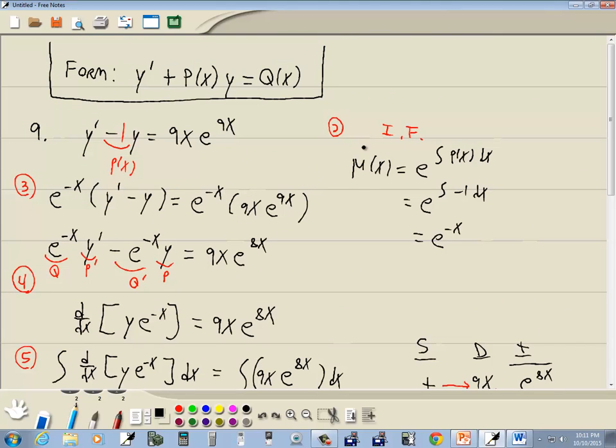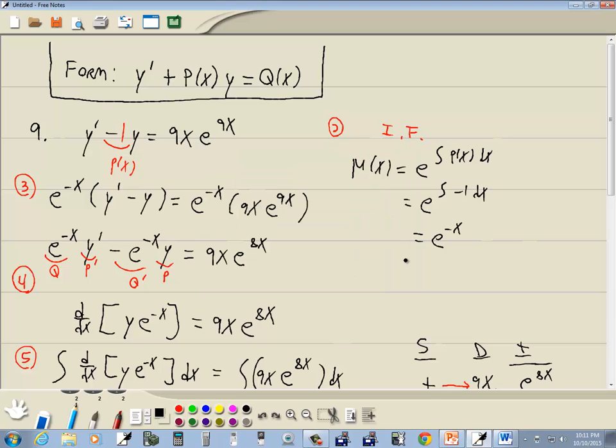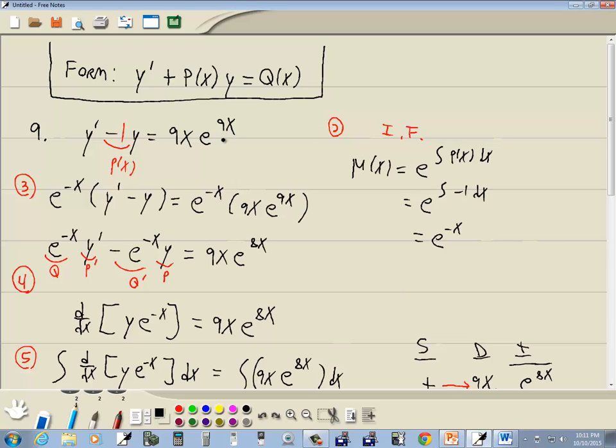Okay, let me save that. There we go. And we'll clean off that page.